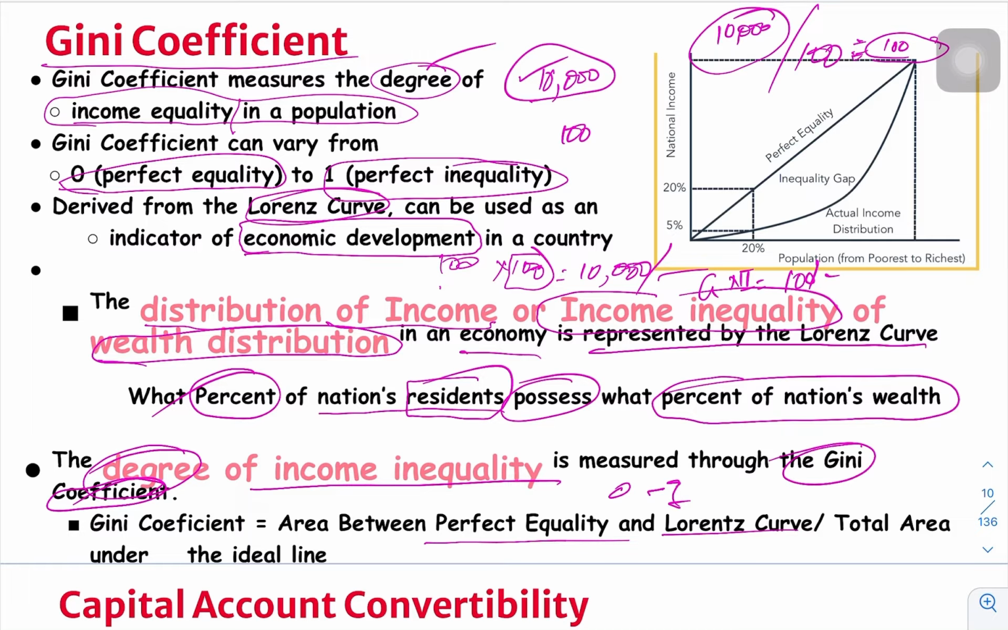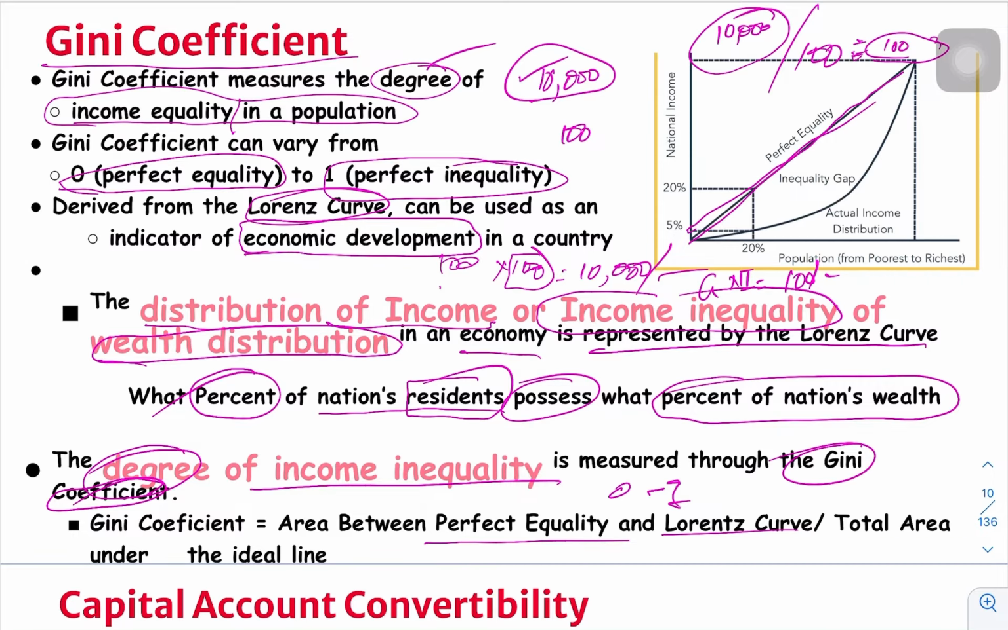If you look at this figure, on the x-axis we have the population from the poorest to the richest, and on the y-axis we have national income. This straight line in the middle is called perfect equality. That is, if the GDP is 10,000 and there are 100 people, every person is getting 100 rupees. So the line goes straight. However, that is not possible in a real economy.